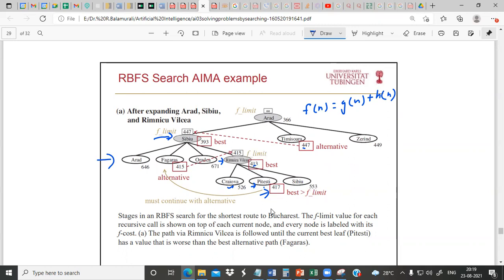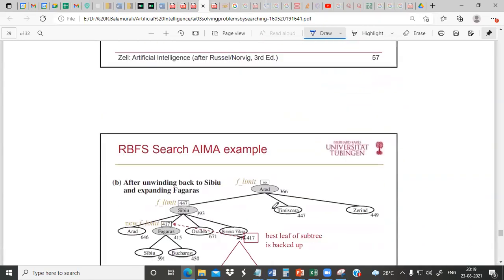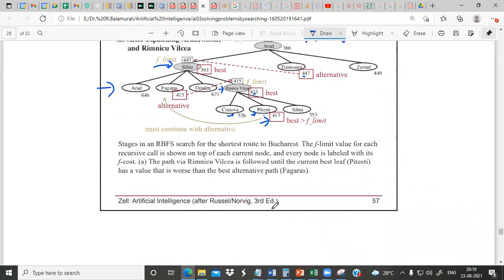Now this F limit will be changed to 417 because we have already explored up to this, and Pitesti is promising that it can take at the cost of 417, not 415. So this F limit will be changed to 417, and this path will be shrunk, and the algorithm will go to Fagaras, right? And it will start exploring Fagaras. So that is what is happening here.